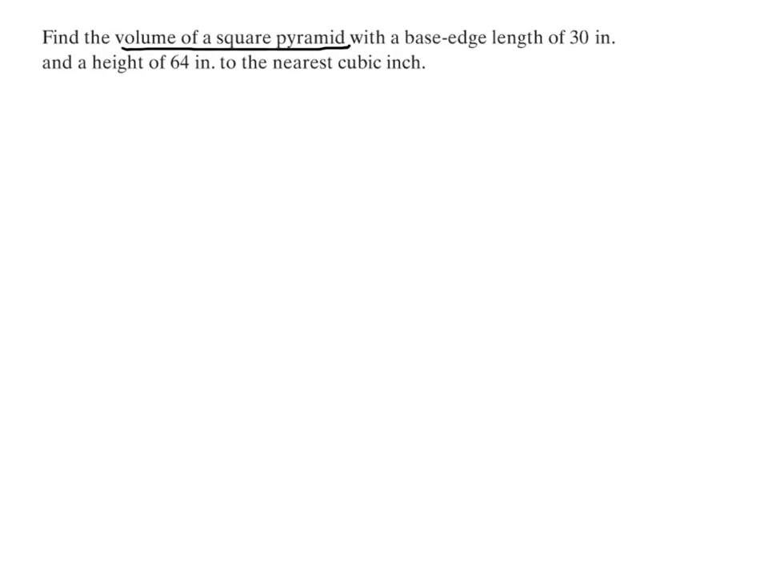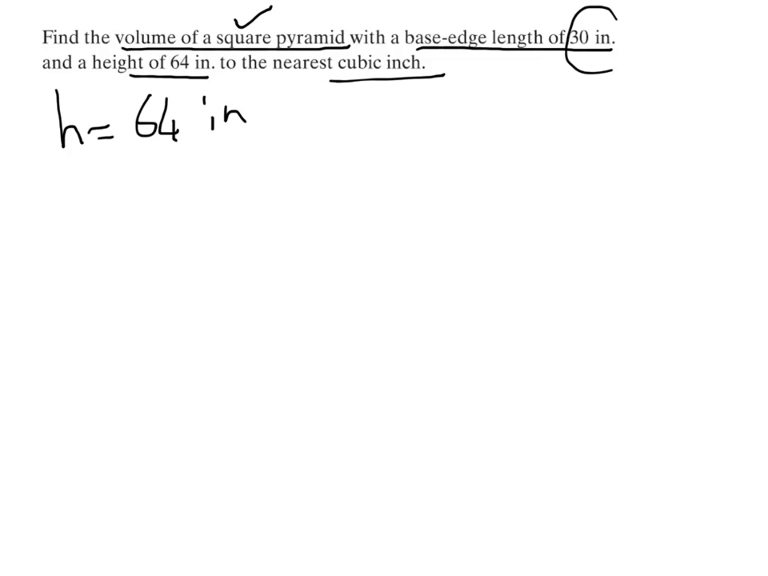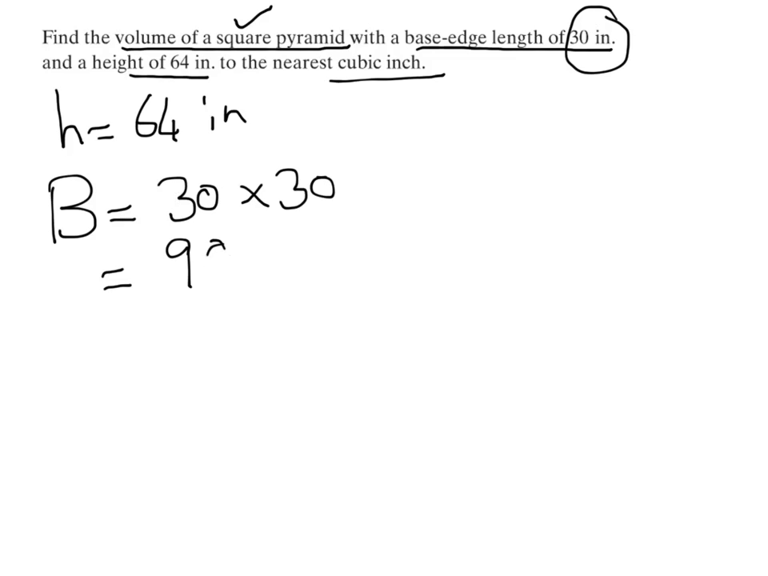Find the volume of a square pyramid with the base edge length of 30 inch and the height of 64 inch to the nearest cubic inch. So in the pyramid, what is the height given? It is 64 inch. And what is the shape of the base? It's a square pyramid. And what is the side of the square? 30 inch. So what will be the area of the square? 30 times 30. And that's going to be equal to 900 inch square.